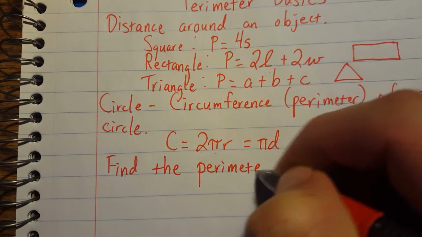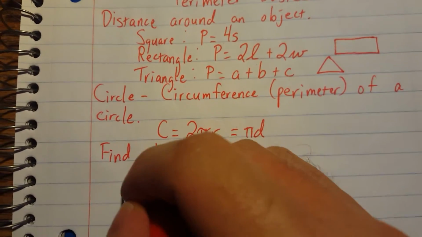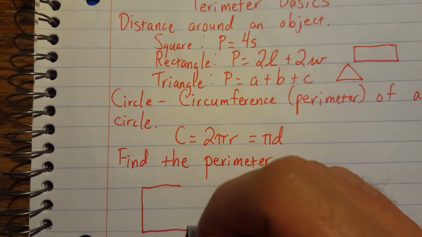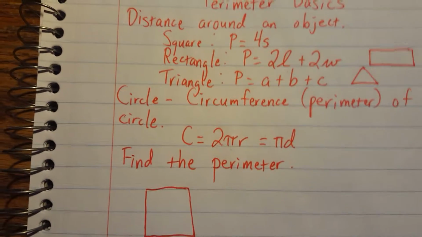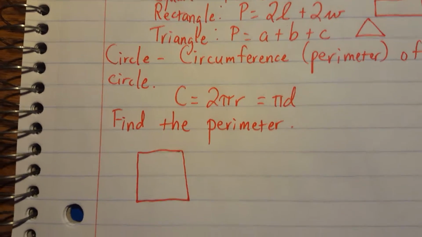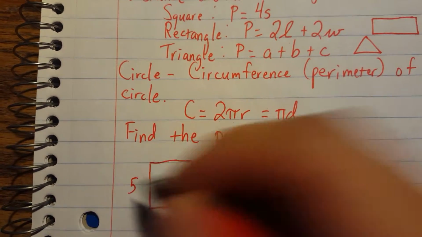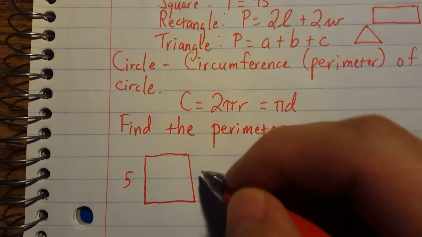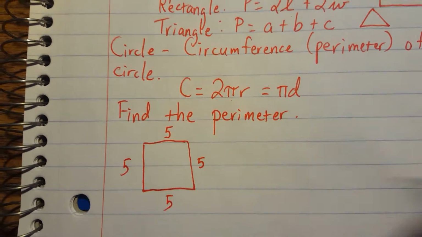Find the perimeter. Let's say we're given a square, like this. How do I know that this is a square? Well, there's a couple ways in geometry and just math in general you know this would be a square. Say I call this side 5, and I would call this side 5, 5, and 5.